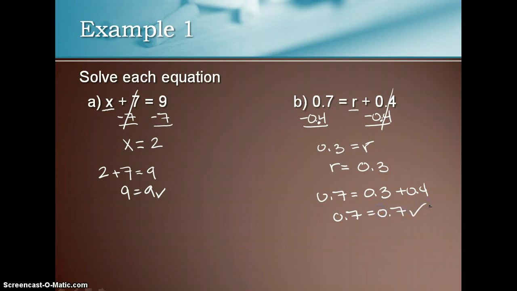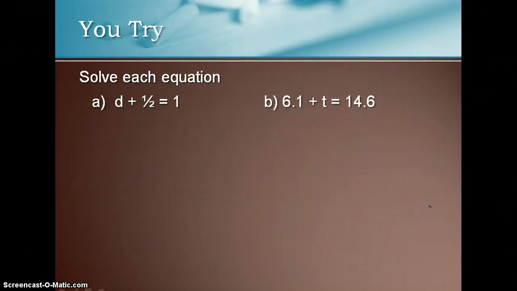All right? So again, for these ones, the operation that we did was subtraction in order to cancel out additions, or positive numbers. So your two try-its are d plus 1/2 is equal to 1, and 6.1 plus t is equal to 14.6.